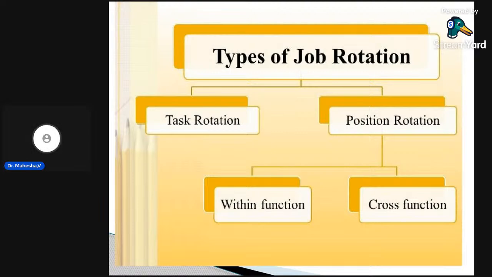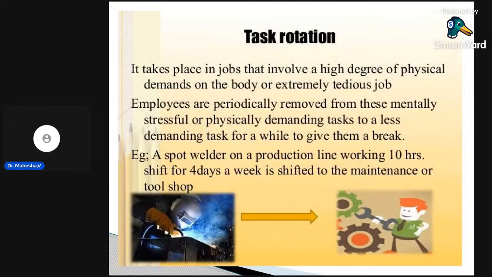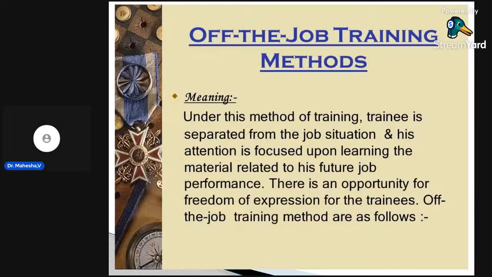The types of job rotation are task rotation and position rotation. In position rotation, there is within-function and cross-function. Within the same function you work, and sometimes you go out of the boundary. That is called cross-functional job rotation. We don't require task rotation and process rotation. Now we move on to the second classification of job training, because today is the last session and I try to cover as much as possible.